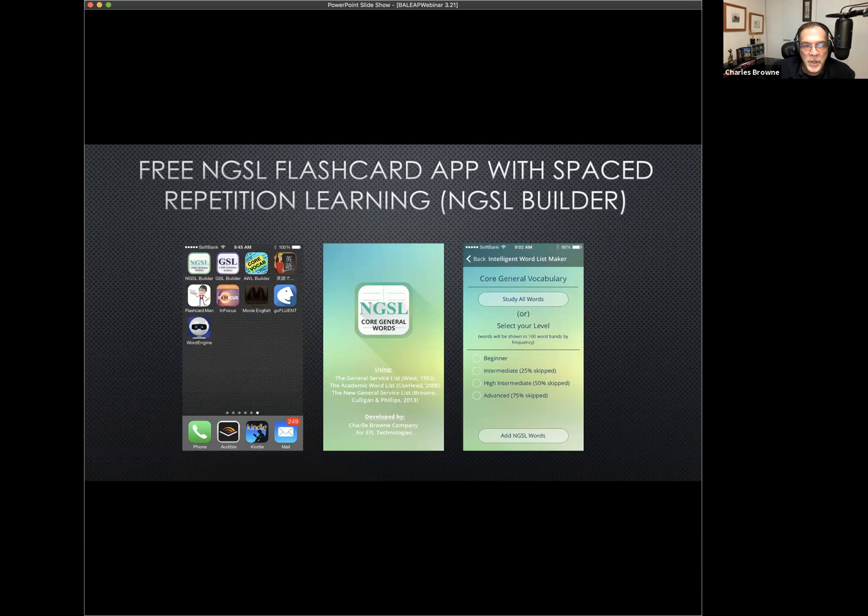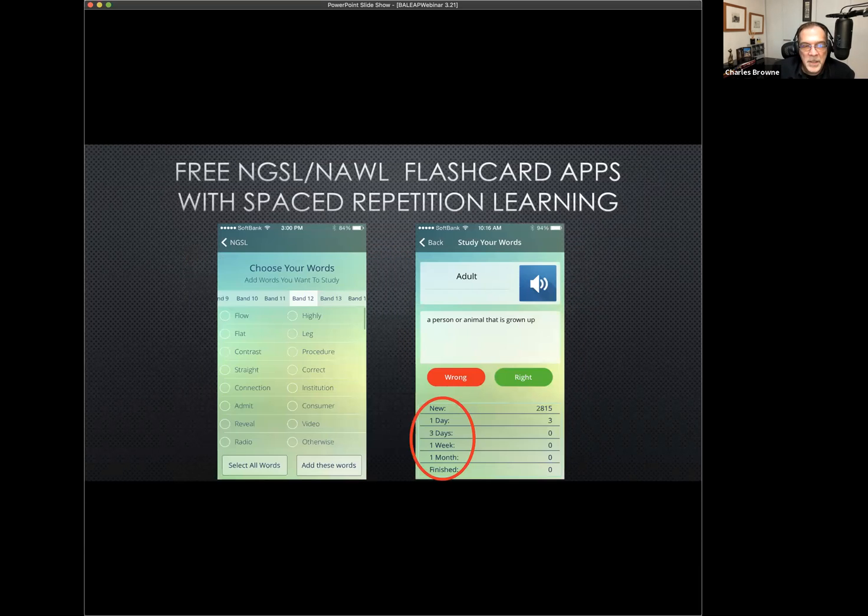And what you see here is, on the left-hand side, the NGSL in bands of 100 by frequency. The students select the words they want to study. They get a word, the definition is hidden, and then they try to remember what the definition is, and then the definition is shown. If they get it right, it moves from 1 day to 3 days. If they get it wrong, it goes back to new again.